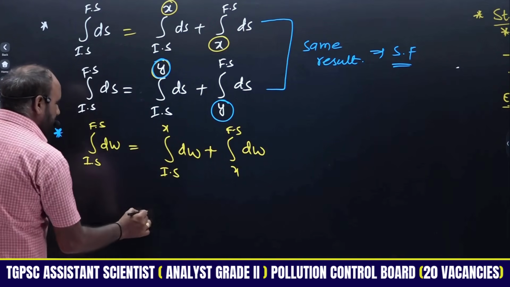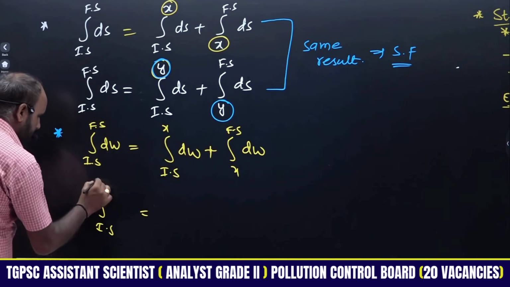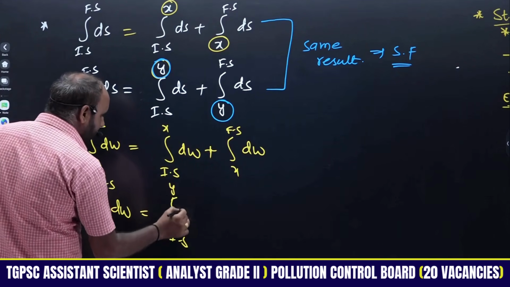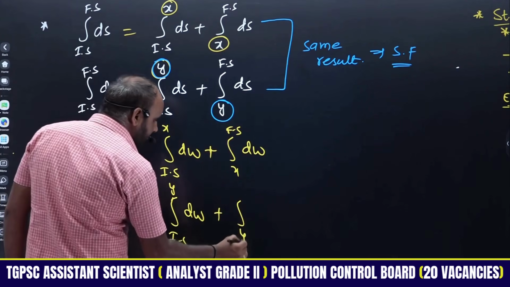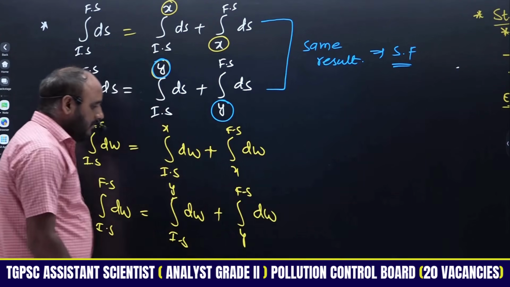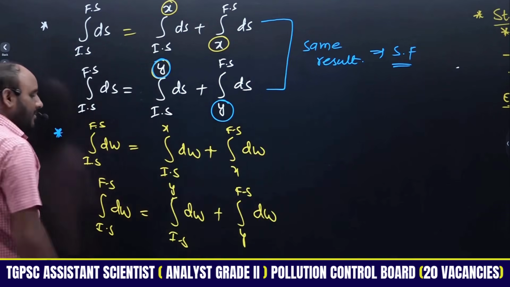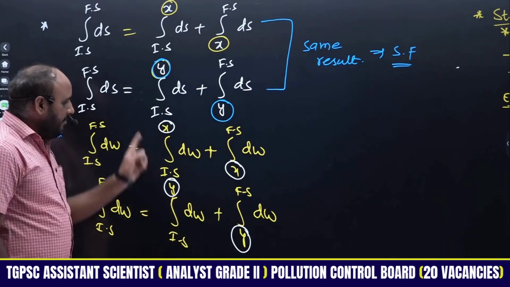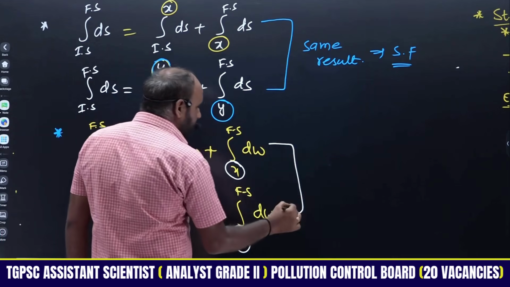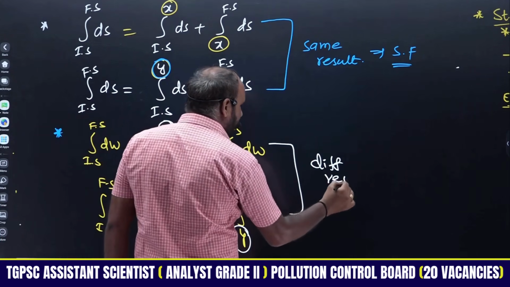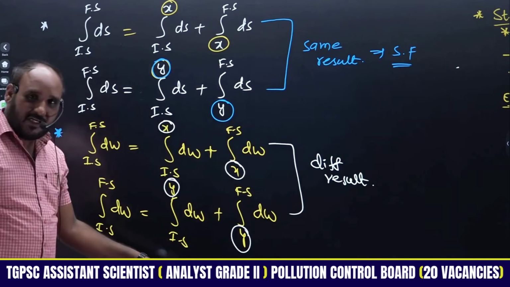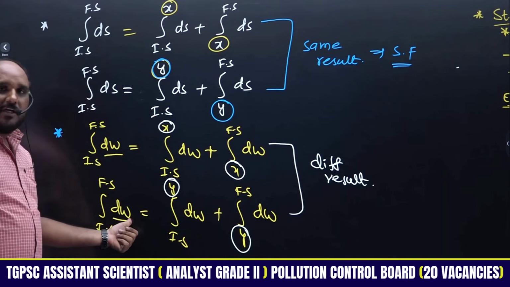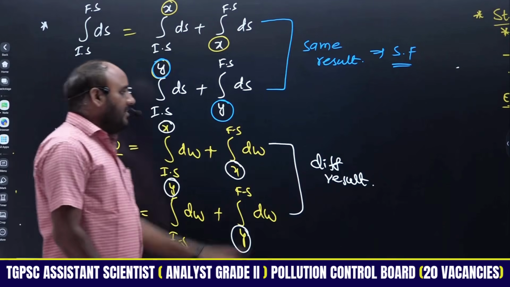In the other case the pathway is changed. The integral of dw from the initial state to the final state equals the integral from the initial state, now via pathway y, of dw, plus the integral from y to the final state of dw. What have we changed? The pathway. Here x is a pathway, here y is a pathway. Whenever the pathway changes, we get a different result, because dw depends on the pathway. W is a work function that depends on pathways, hence we get different results.